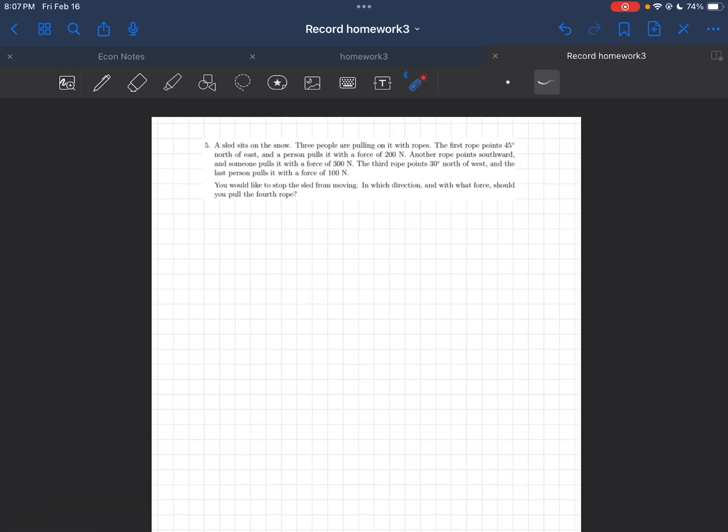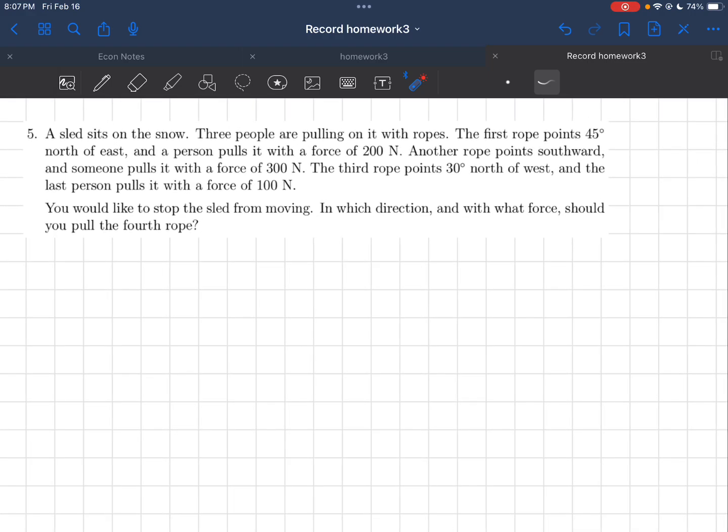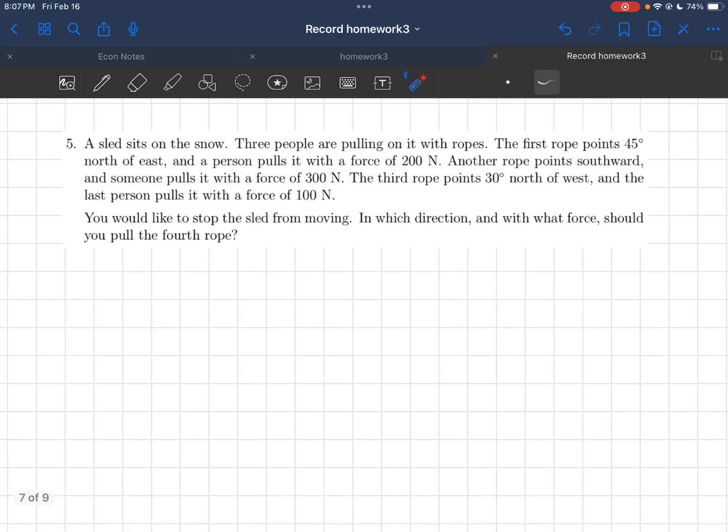Moving right along. Now we have our sled sitting in the snow, and we have 3 people pulling on it. We have the first rope pointed at an angle 45 degrees north of east with a given force, another rope that is due south with a given force, and a third rope pulling 30 degrees north of west with a given force. We want to stop the sled from moving. In which direction should we pull?